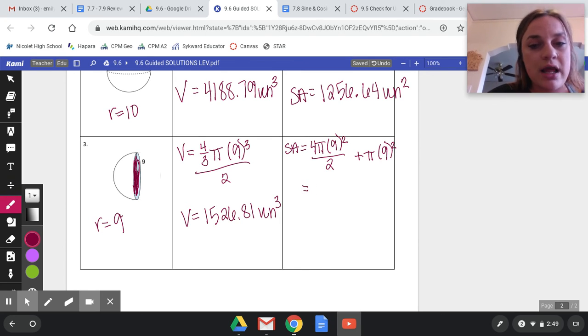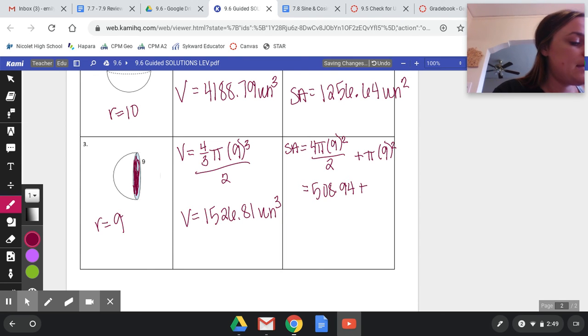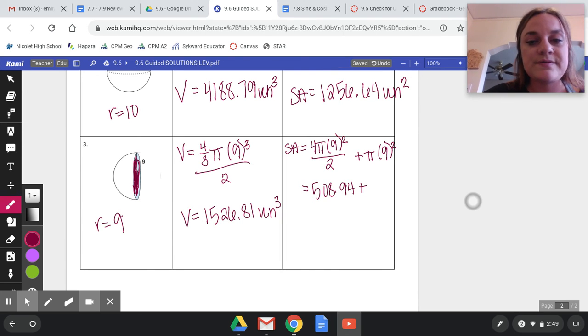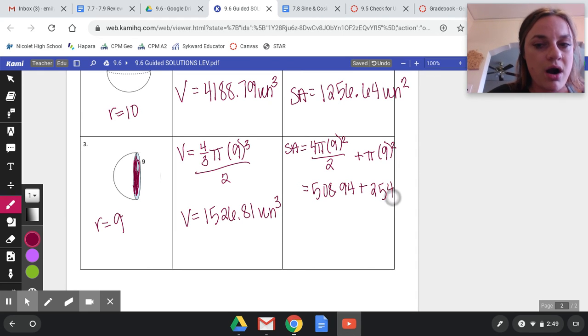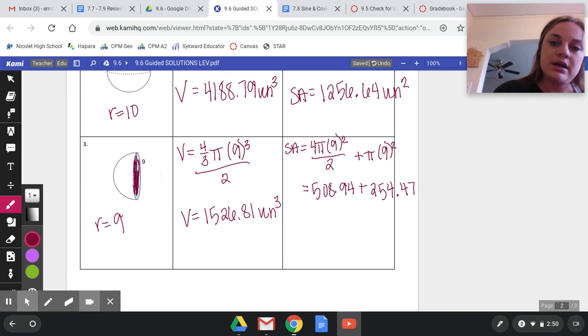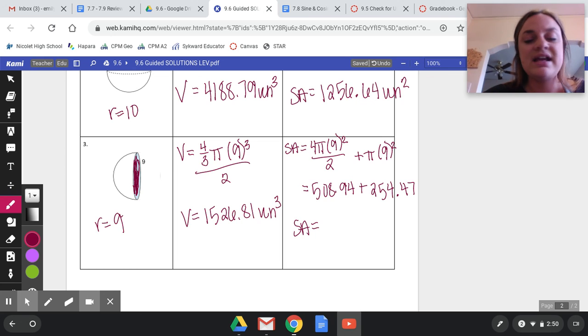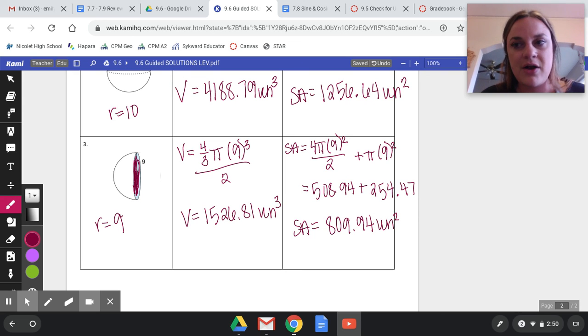So this first part is 508.94 plus, I'm going to do pi times 9 squared, which gives me 254.47. Okay, so those are my two parts. So I add them together, and my total surface area is going to be 508.94 plus 254.47 gives me 809.94 square units because I am talking about surface area.